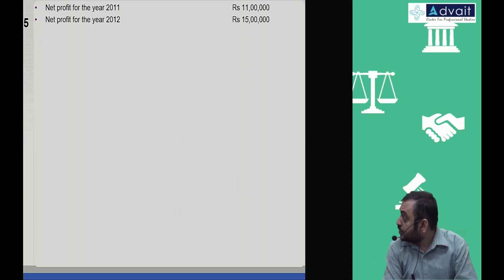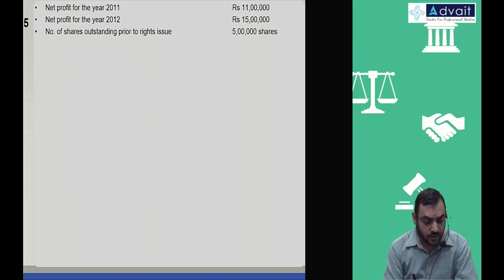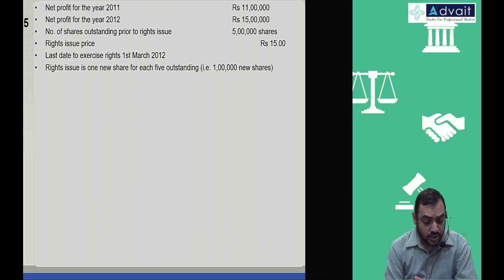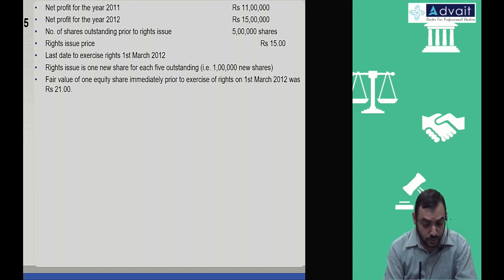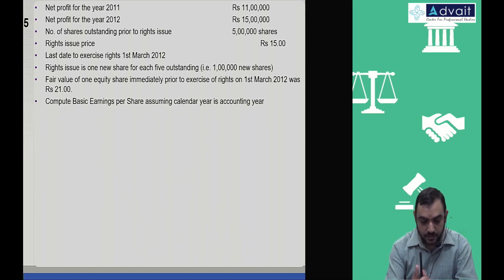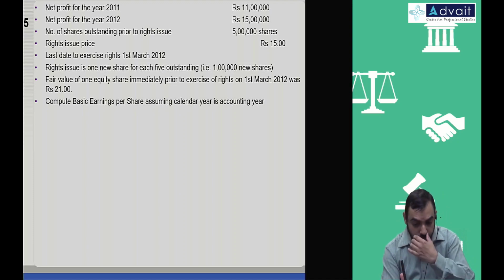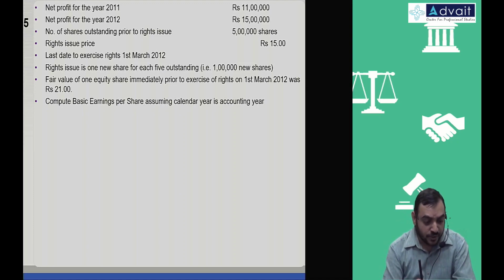So 2011-2012, number of shares outstanding prior to the right issue. Last day to exercise the rights is 1st of March. Right issue is 1 share for 5 shares outstanding. Fair value of 1 equity share immediately prior to the right issue was 21. Compute basic EPS assuming the calendar year is the accounting year. So this is the impact of right shares.